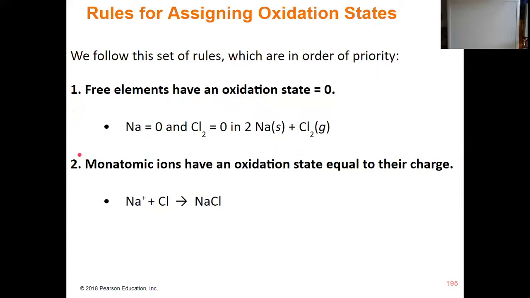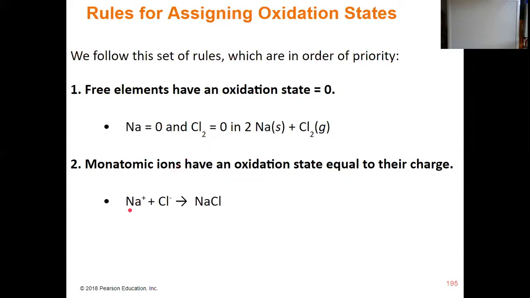So rule 1 is that free elements are always going to have an oxidation state of 0. So you see that these elements are in their natural form, okay? Or they're free elements. That's the term that we're using here. So sodium exists as Na in nature. Chlorine is a diatomic element. I know some of you guys need a reminder as to what that is, so make sure you know. A diatomic element exists as a molecule in nature. So Cl2 is chlorine in its elemental form. So both of these have an oxidation state of 0.